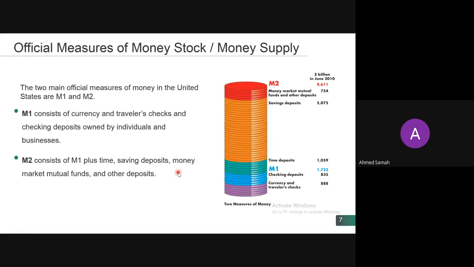As you can see in here, the purple portion, that is currency and traveler's checks, those are the most liquid. That plus the checking or the demand deposits at the banks gives us M1, the narrow money. Then in addition to that, if we add M1 plus time deposits plus saving deposits plus money market mutual funds and other deposits, then we get M2 or the broad money. Okay? So the money supply could be either M2 or M1. Then let's look at the components of money supply in the case of Maldives.